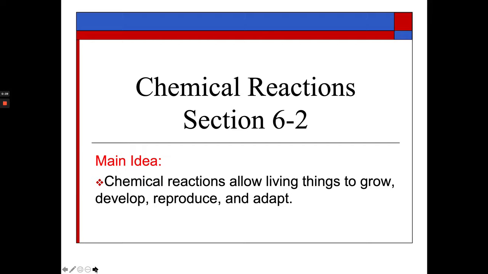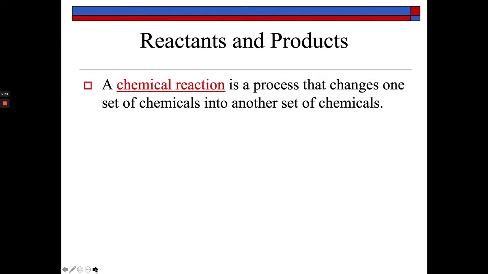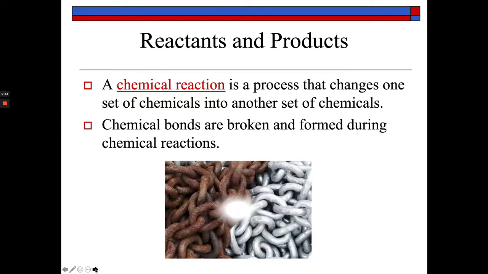So what is the definition of a chemical reaction? A chemical reaction is a process that changes one set of chemicals into another set of chemicals. And the way that this happens is chemical bonds are broken and then chemical bonds are reformed.